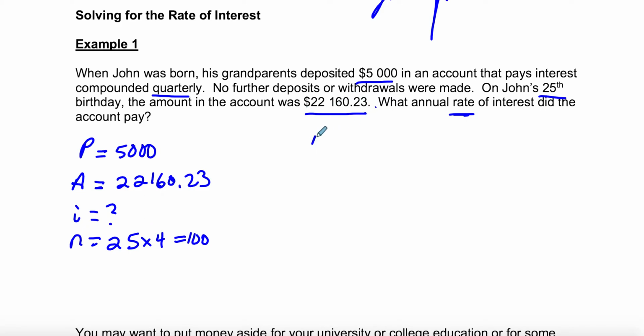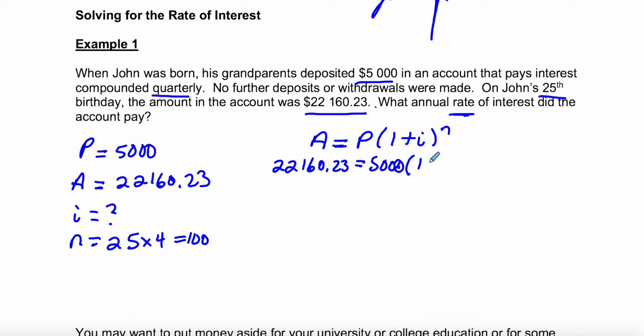If we just start for this question with our compound interest formula, either formula would work, but with the compound interest formula, we know the final amount. So that's the 22,160.23. We know the principal is $5,000, but we don't know the I, so that's unknown, and the N is 100. Okay, so we have to solve this equation for I, and this is just another question that you could be asked because it's just a slightly different way of looking at this formula.